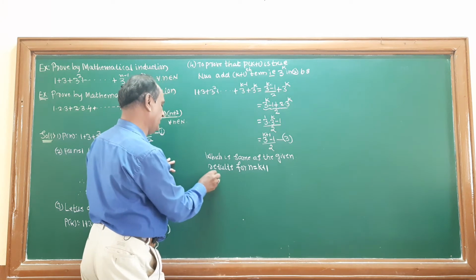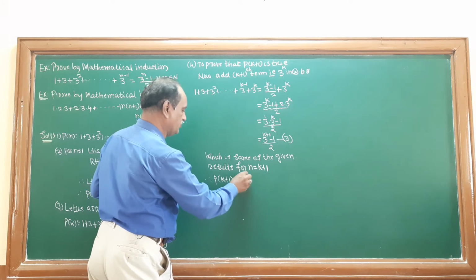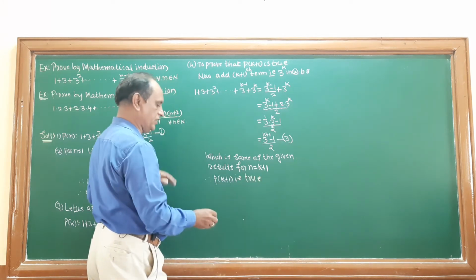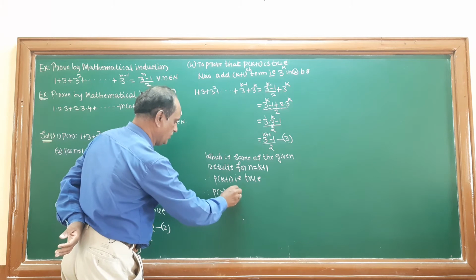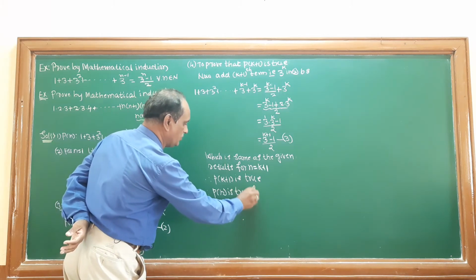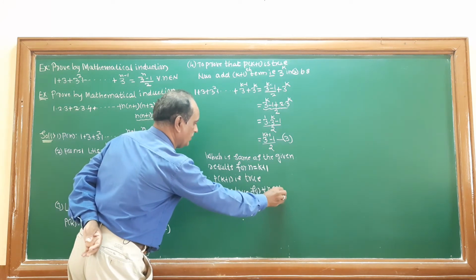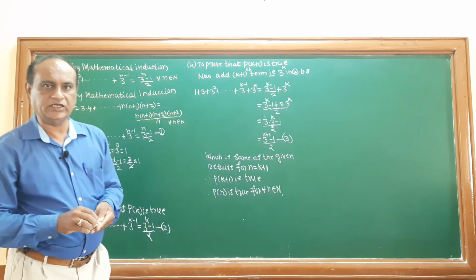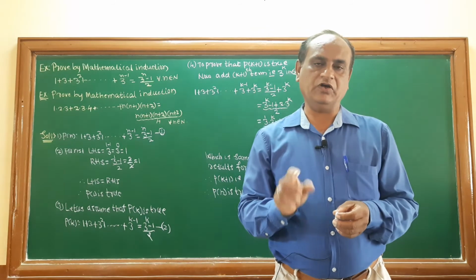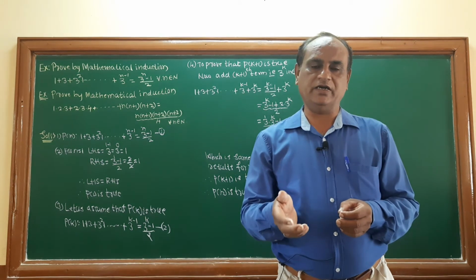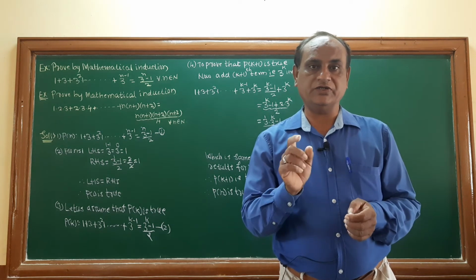Therefore P(k plus 1) is true. Last, write the conclusion: therefore P(n) is true for all n belonging to the natural numbers. If you write this neatly, including the conclusion, you get 5 marks. Write the first step, second step, third step, and last the conclusion, and this is a best example for 5 marks.